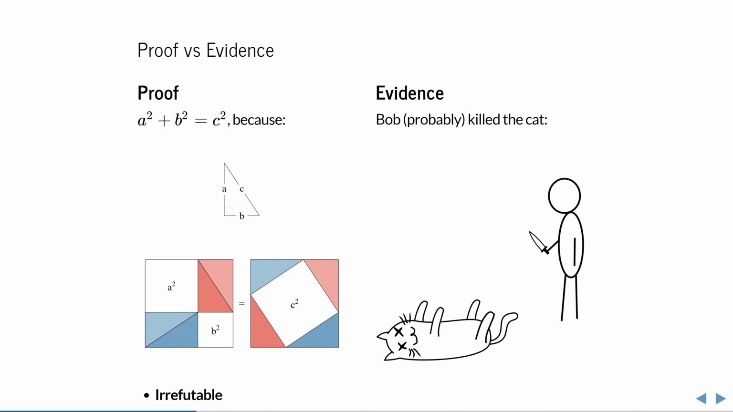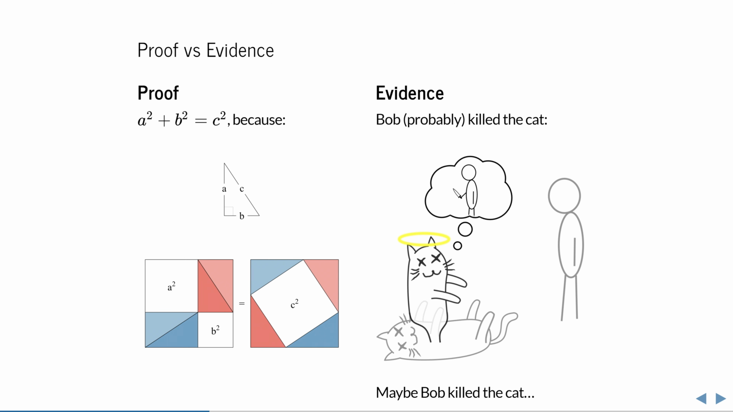The same cannot be said for evidence. If Bob hates cats, Bob is near the cat, no one else is near the cat, and the cat is no longer with us, then maybe Bob killed the cat. But for all we know, the cat ate poison, got run over by a car, got a heart attack, whatever. Bob is just in the wrong place at the wrong time.